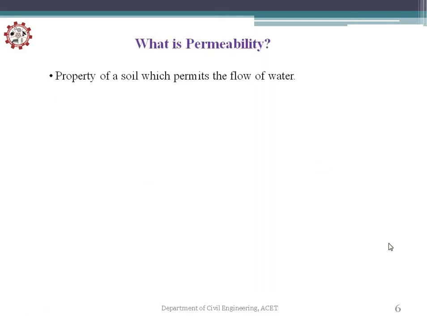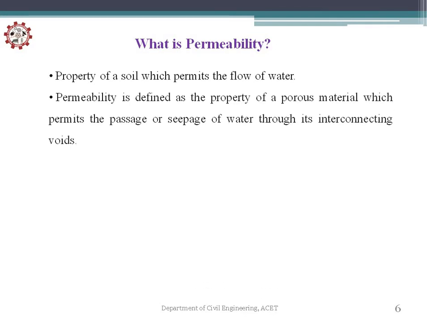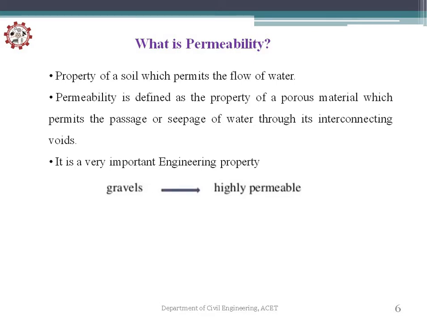What is permeability? The property of soil which permits the flow of water. Permeability is defined as the property of porous material which permits the passage or seepage of water through its interconnected voids. It is a very important engineering property. So these are the three main points which refer that it is the main engineering property which allows the passage of water through the soil.